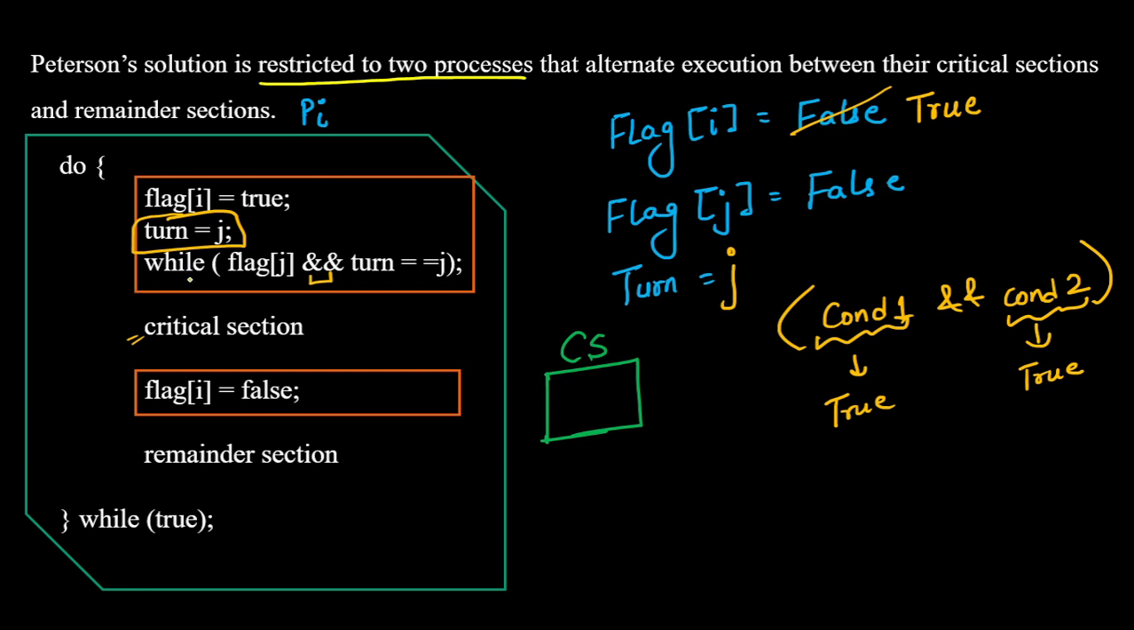Now here, while, if this statement is true, yes or no, I already told you. If this statement is true, then what you will do is you will be in this loop, you will be stuck in this loop. Now here, while flag of j, what is the value of flag of j? Flag of j is false. So what has happened, flag of j has become false, and turn equal to j is true, so what is the overall value? False.